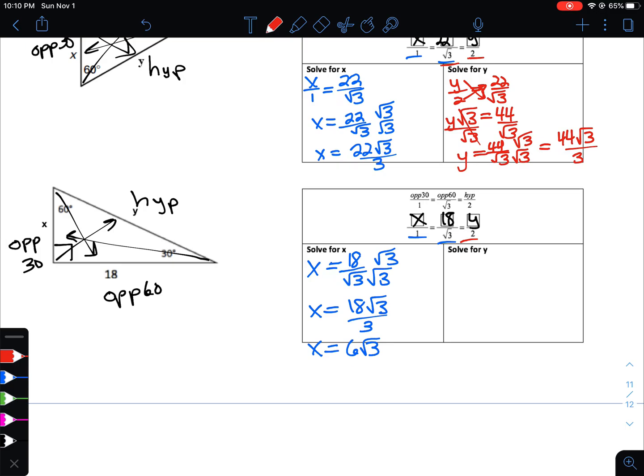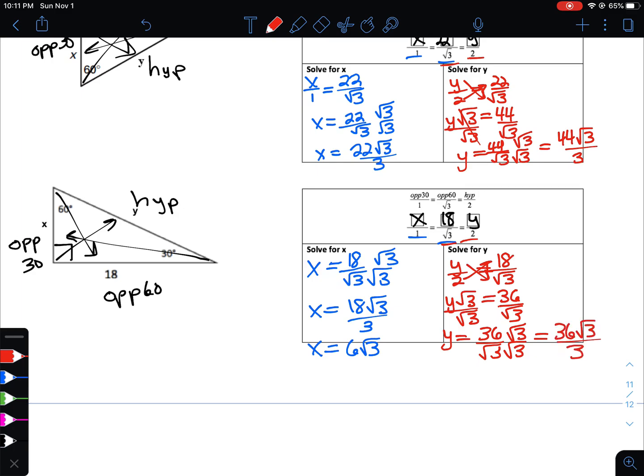All right, now let's go ahead and solve for y. So we're going to take y over 2 and set that equal to 18 over the square root of 3. So let's go ahead and cross multiply. We'll have y square root of 3 is equal to 2 multiplied by 18, which is 36. So then we'll divide both sides by the square root of 3. So we'll get that y is equal to 36 over the square root of 3. Now we need to go ahead and rationalize, so multiply by the square root of 3 over the square root of 3, and we'll get 36 square root of 3 over 3.